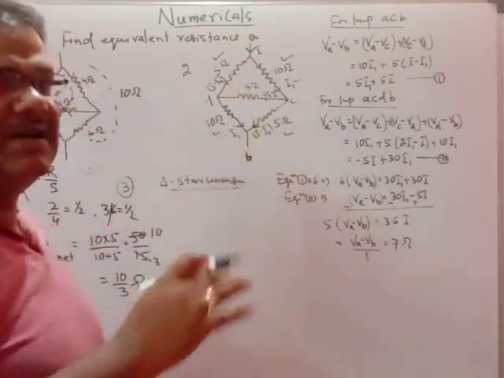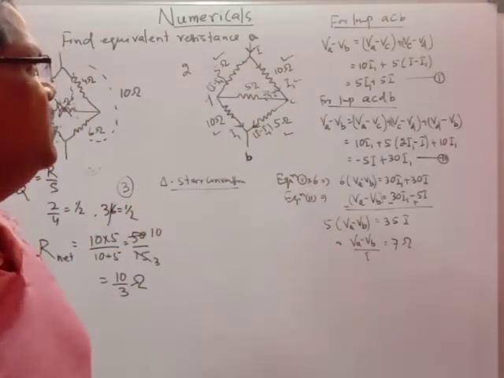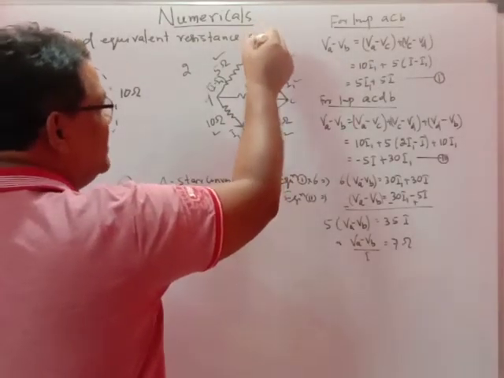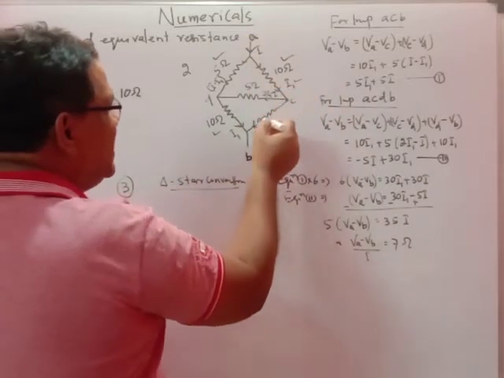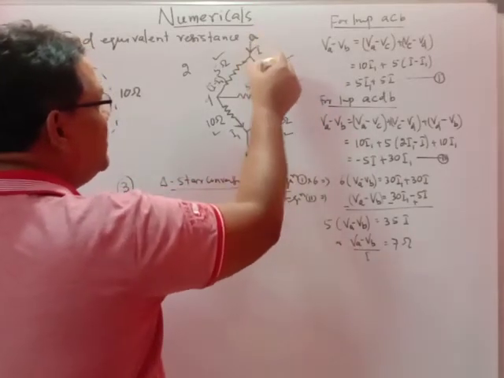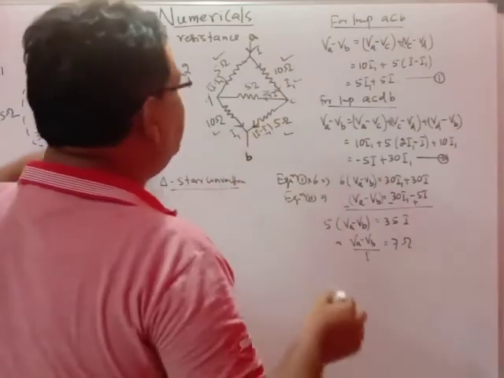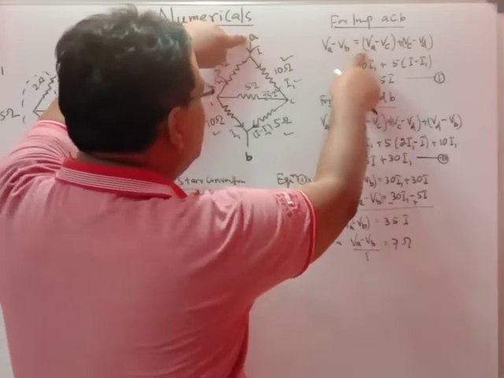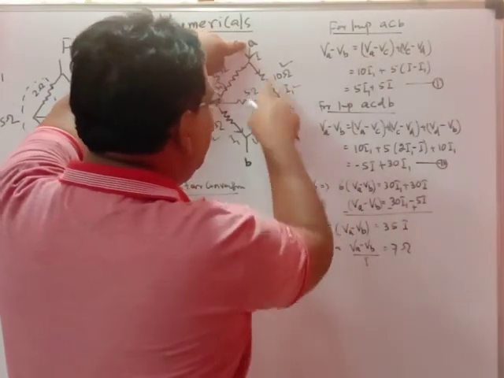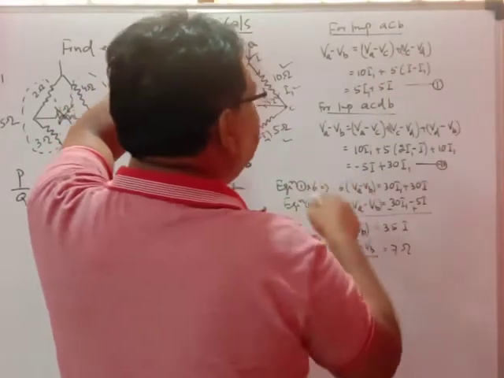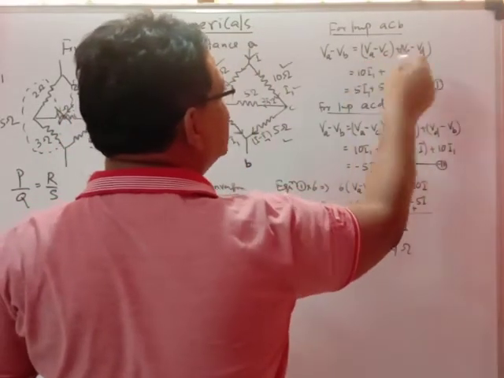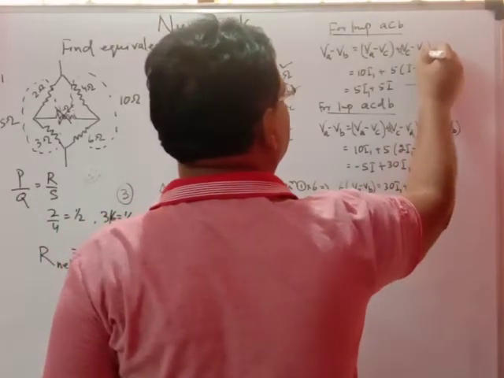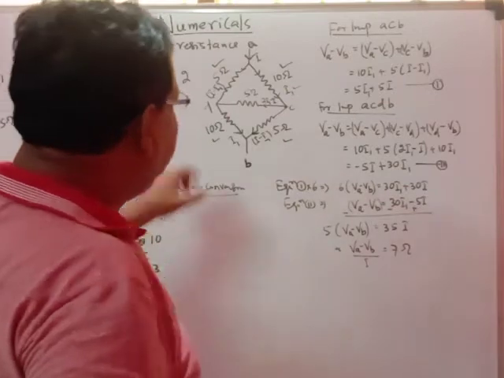So already you have done the current distribution. Now we have to consider the loop. For the loop A, C, B, if you start moving from here, A, C and B in this way, what is the potential difference between A and B? So VA minus VB, the potential difference, is equal to VA minus VC plus VC minus VB. So what is VA minus VC?